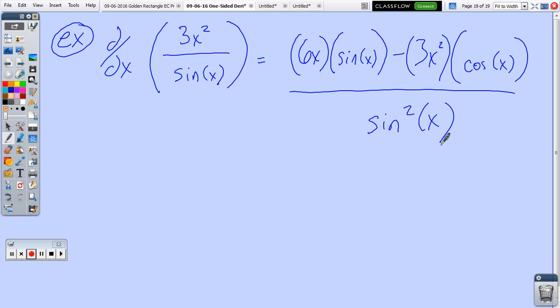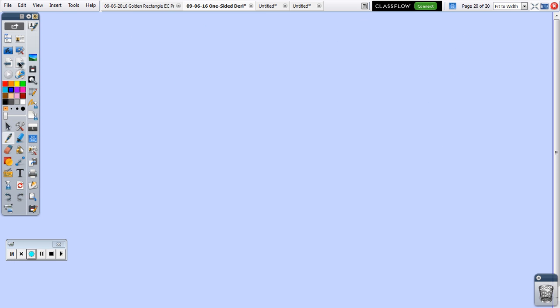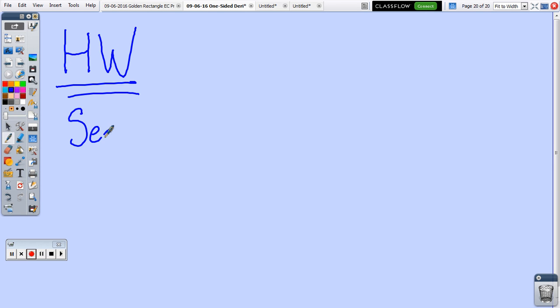Sine of x goes to 0, so that's cosine. Yeah, that's cosine. It doesn't matter because you're plugging it in.